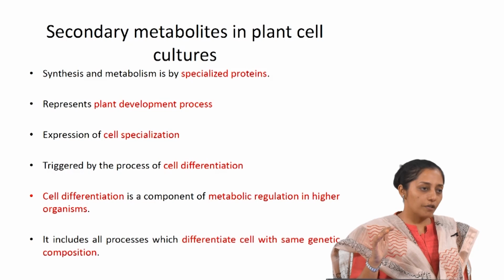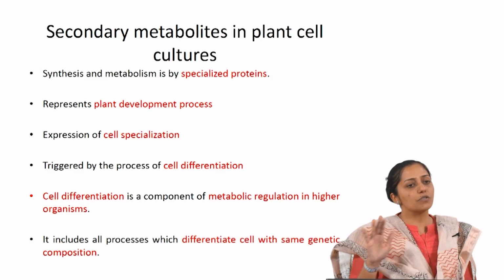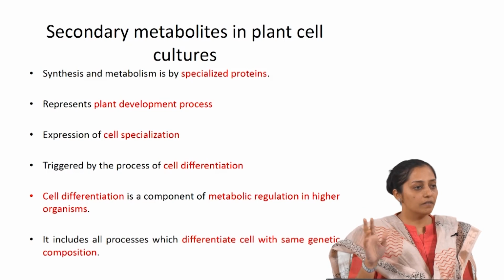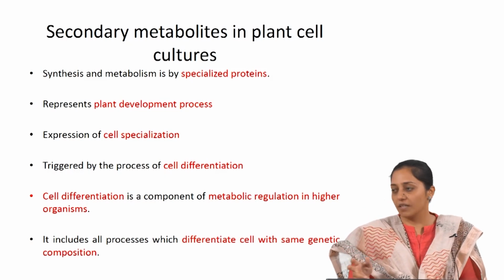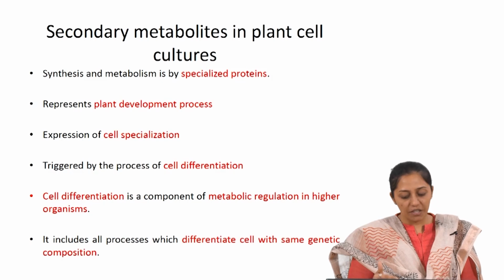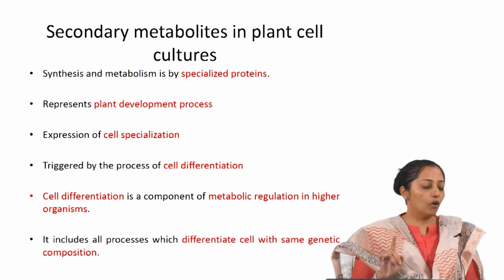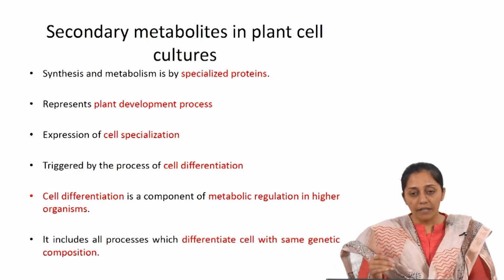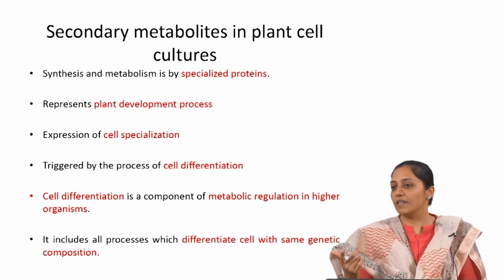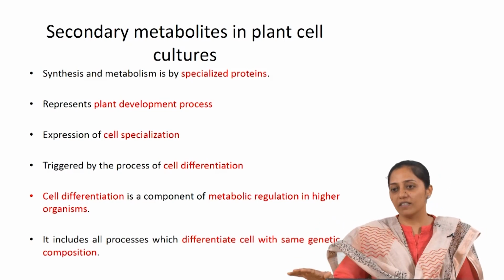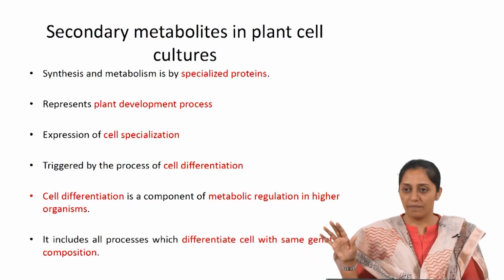So expression of cell specialization, secondary metabolism is now triggered by the process of cell differentiation, because it is a higher order function. So it is generally associated with cell differentiation. The yields will be higher when the cell differentiates. Cell differentiation is a component of metabolic regulation in higher organisms. Now it includes all processes. When I say cell differentiation, it is from the cells to the tissues, then to the organs, and then to the entire organism.